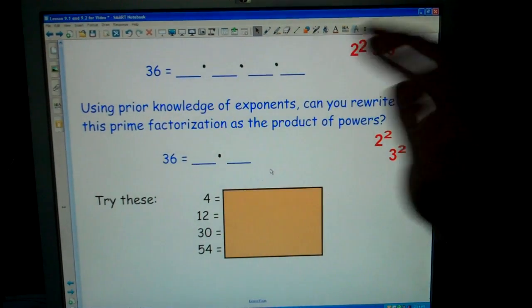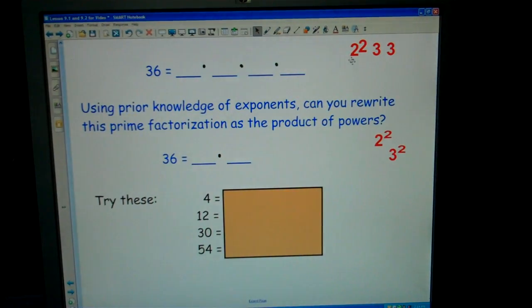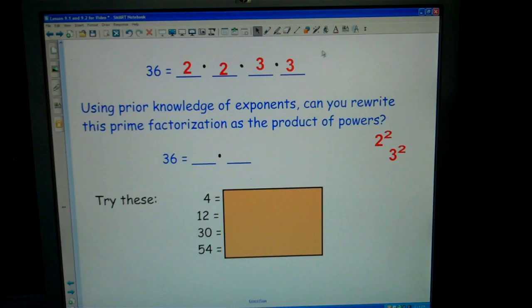That 36 is back. There was a whole reason that we did that. Do you remember what that 36 was when we did the prime factorization? It was 2 times 2 and 3 times 3. I want you to pause it right now.